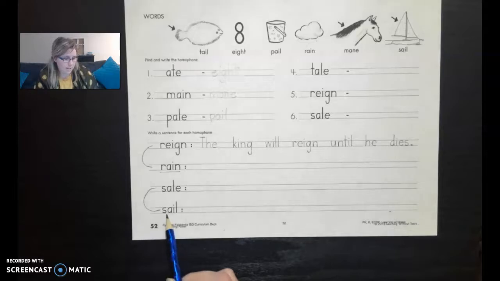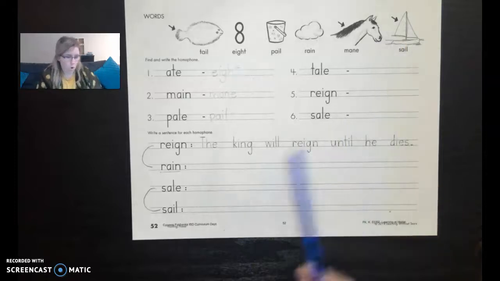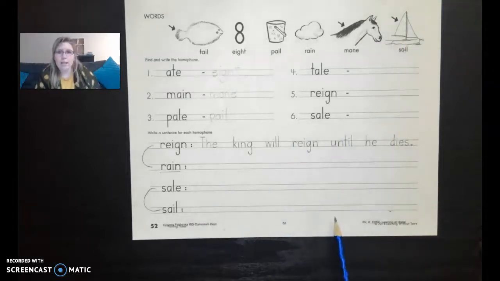Okay, the last one is S-A-I-L, sail. Now that matches this one, like the sailboat. What sentence can you write that talks about the sail of a sailboat?